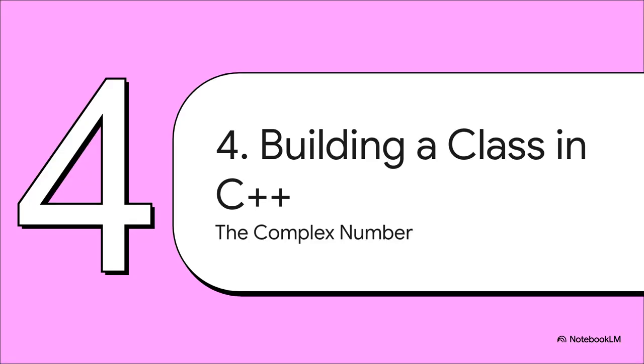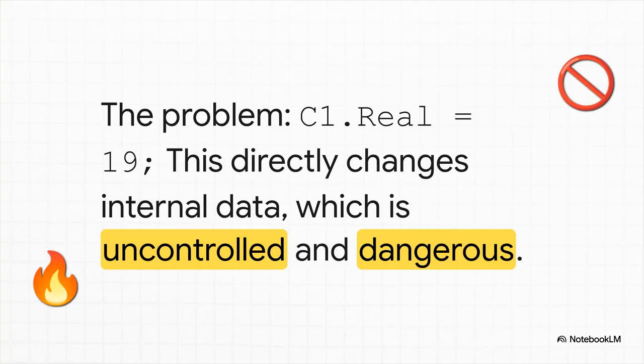All right, enough theory. Let's see what this actually looks like in real C++ code. We'll use a classic example from the source material, a class that represents complex numbers. Numbers that have both a real part and an imaginary part. So, without encapsulation, your main program could do something like this. It could just reach right into your complex number object, C1, and directly change its internal data, its real part. This is totally uncontrolled, it's unpredictable, and honestly, it's a recipe for disaster. It just breaks the whole idea of having a reliable object.